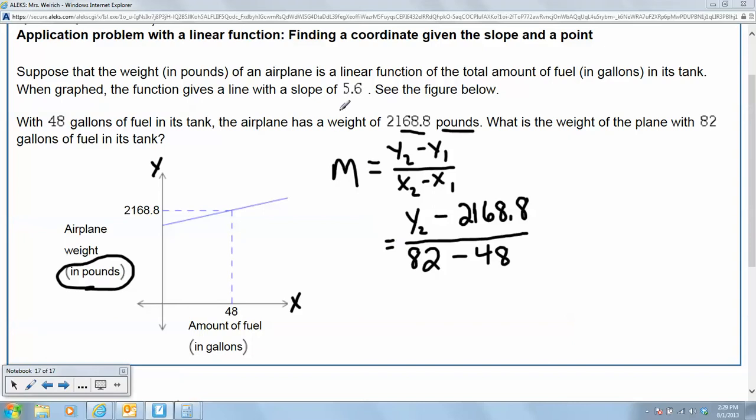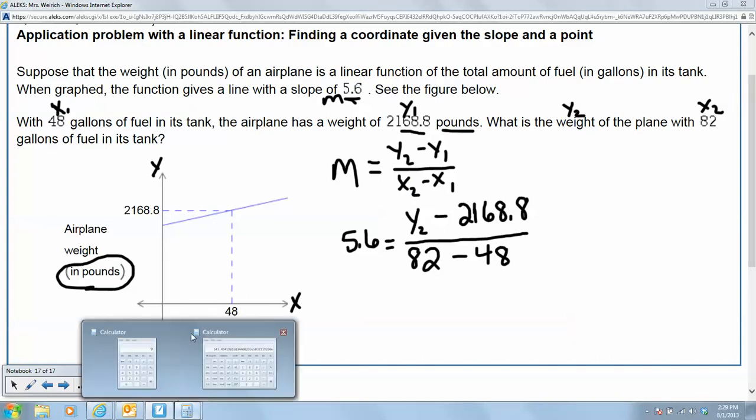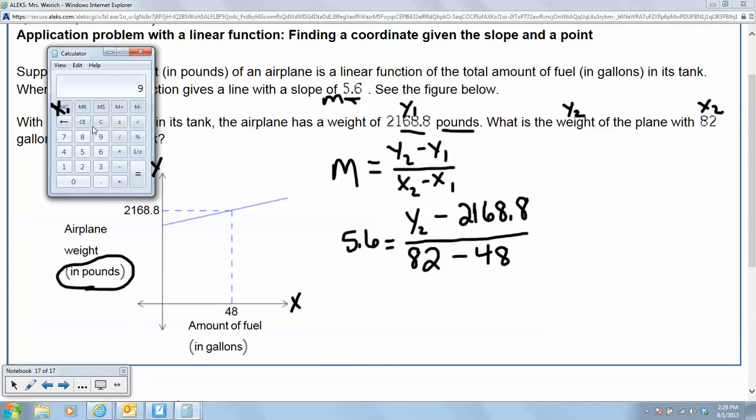It also gives you that the slope, which is right here, is 5.6. So if I back up a little bit, this is my x1, this is my y1, this is my x2, and my y2 is what I'm looking for, and this is my slope. Then I just have to do some math. You would get a calculator out and figure out, what is 82 minus 48? And we get that that's 34.